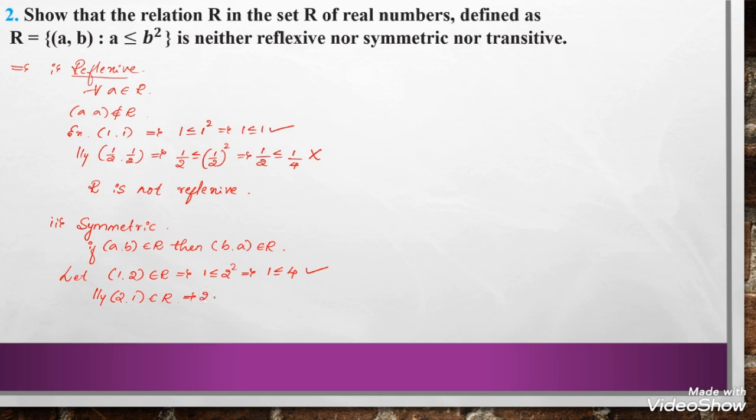So, is 2 ≤ 1²? No, 2 is not less than or equal to 1. The condition is not satisfied because 2 is greater than 1. Therefore, R is not symmetric.